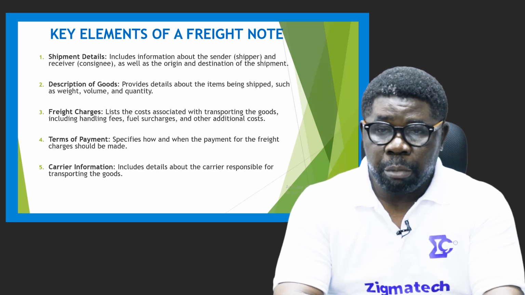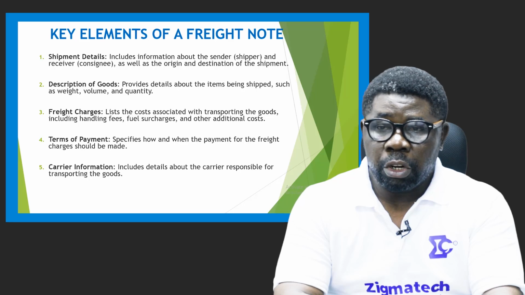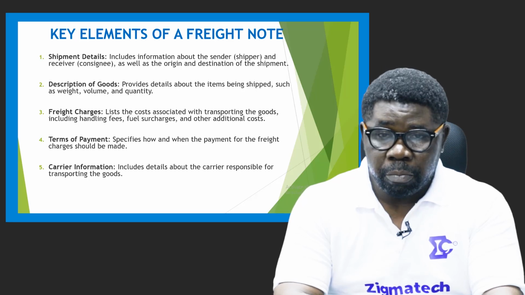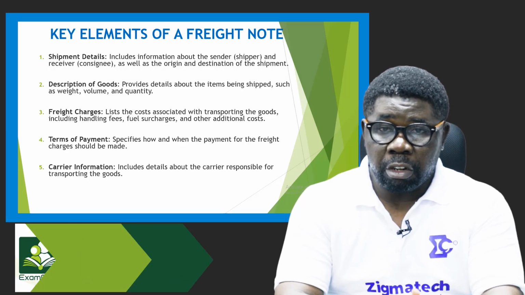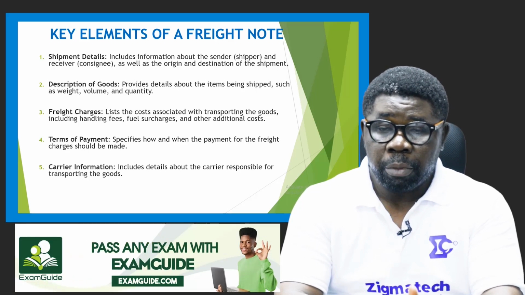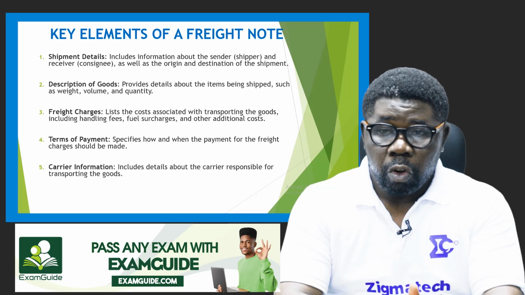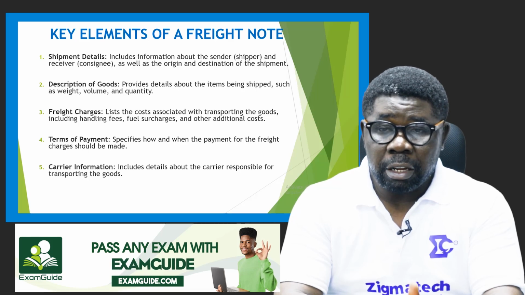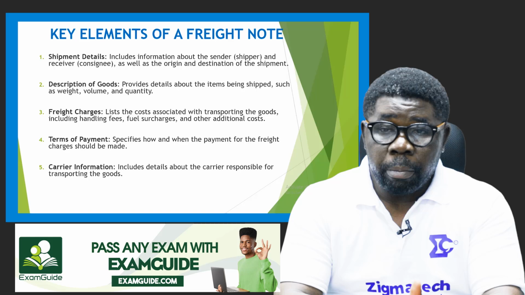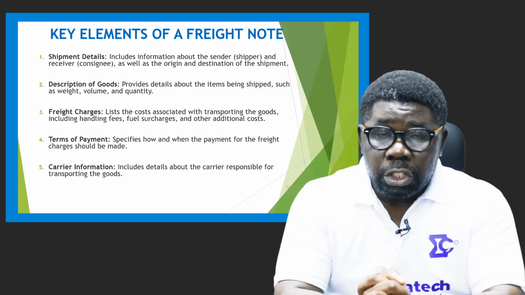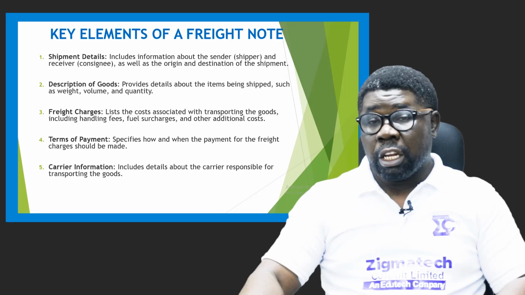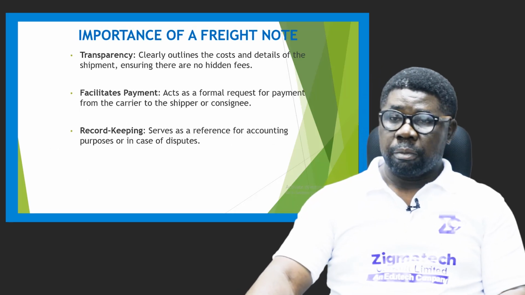Then carrier information. This includes details about the carrier's responsibility for transporting the goods, that is, what the carrier should do, that is the ship itself or the owner of the transport company, what they are supposed to release as their details, what you must know about what they do, who they are. That is also contained in the freight note. So these are the key elements you must take note of in a freight note.